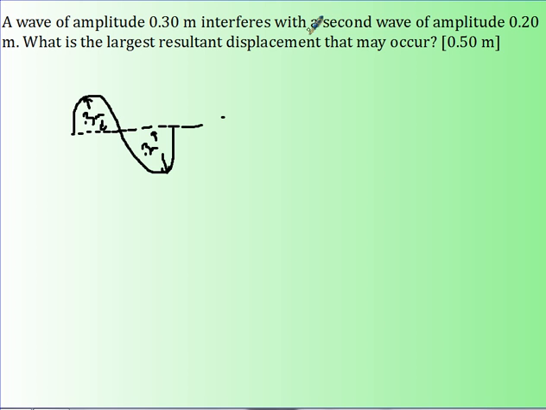Okay, and it interferes with a second wave of amplitude 0.2 meters. So let me do this one, 0.2. And I'm going to draw them in phase because it might be easier. So this is 0.2 meters and this is 0.2 meters. What's the largest resultant displacement that you can have? Well, of course, it's going to be when these two add. So 0.2 plus 0.3 is 0.50 meters.